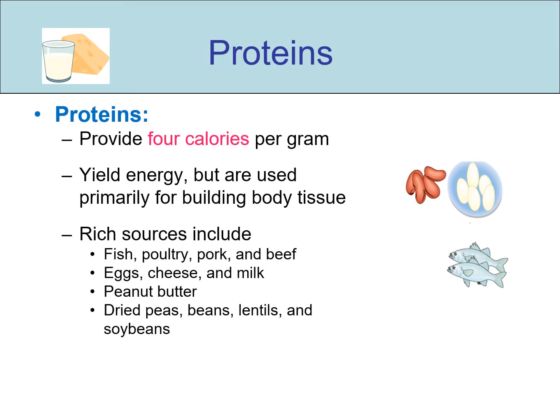So proteins, again, provide 4 calories per gram, and they yield energy, but are used primarily for building body tissue. Rich sources include fish, poultry, pork, and beef, eggs, cheese, and milk, peanut butter, dried peas, beans, lentils, and soybeans.